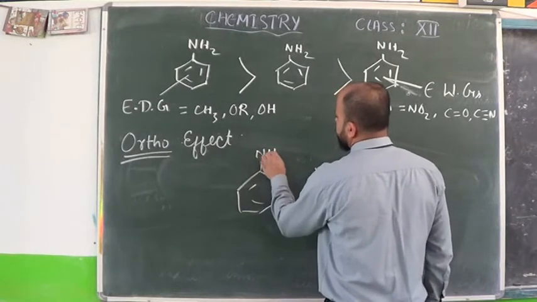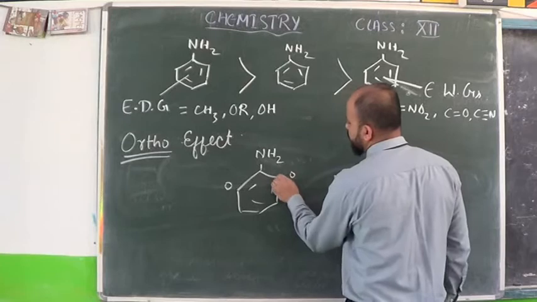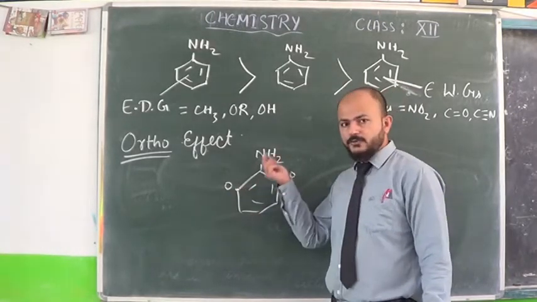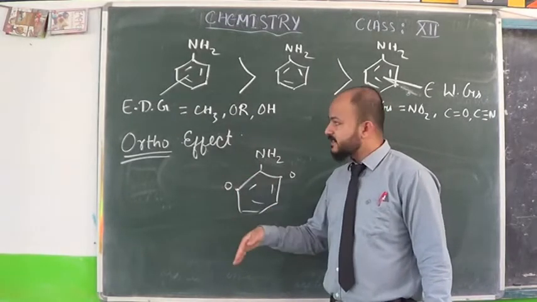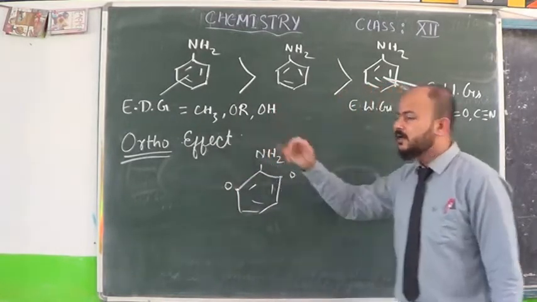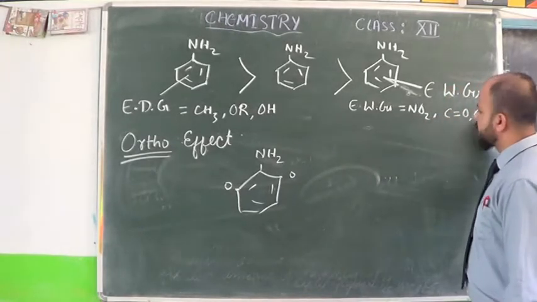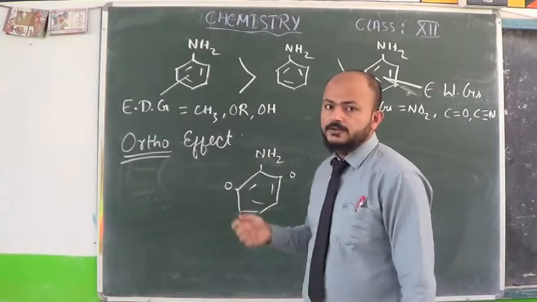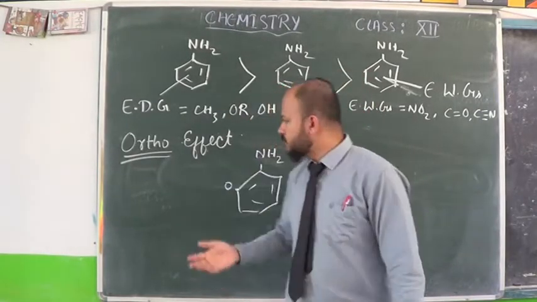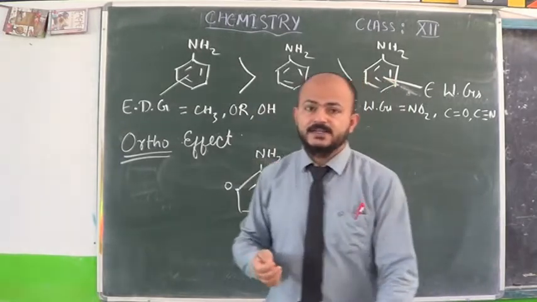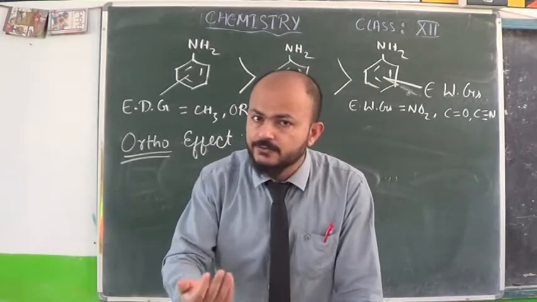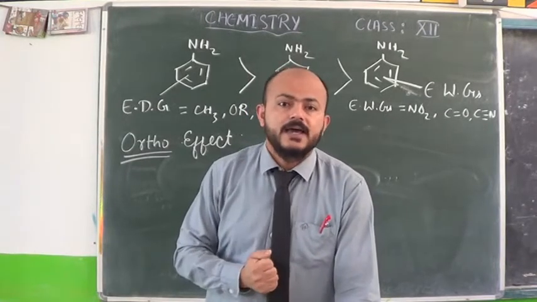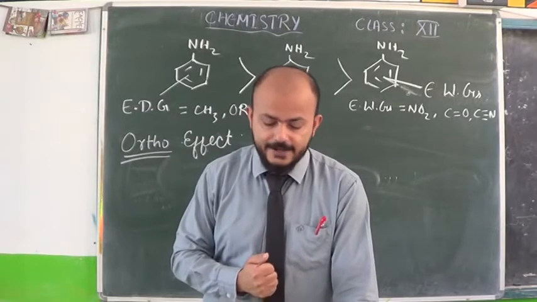You have NH2. Now these two are ortho positions. This position and this position are the ortho positions. Now in this particular position, whether an electron donating group is present, any one of these, or an electron withdrawing group is present, any one of these groups, if it is present over here, then this trend is not followed. You have to remember: ortho substituted aniline, irrespective of whether it is an electron donating group or an electron withdrawing group, their basic strength will be less than that of aniline, and this is because of the ortho effect.